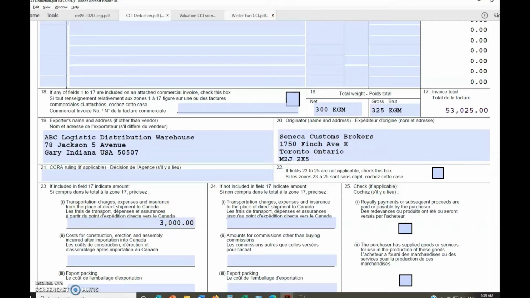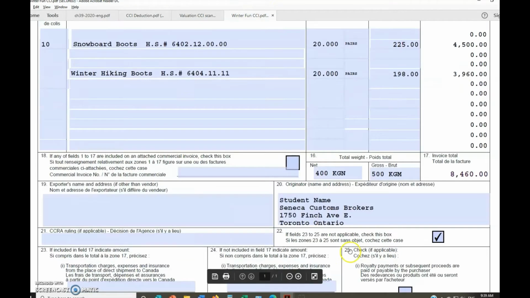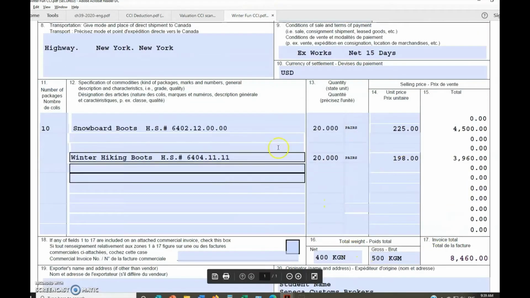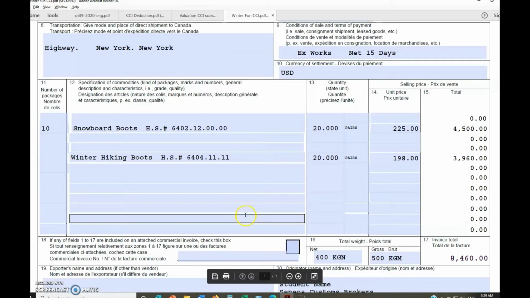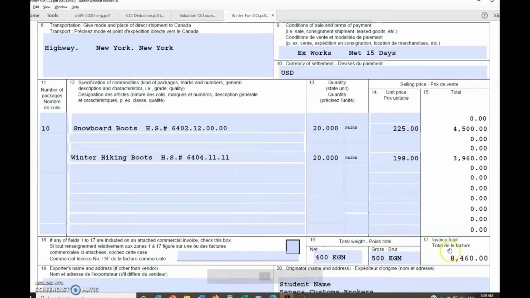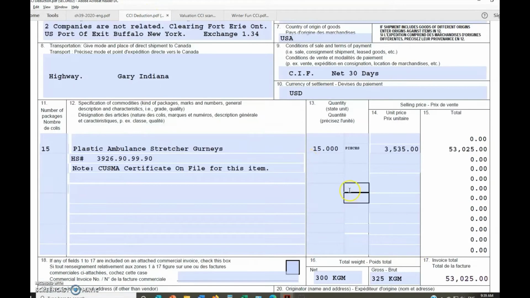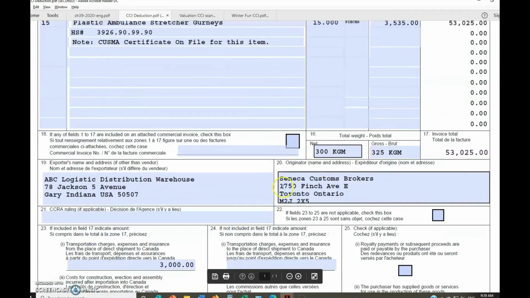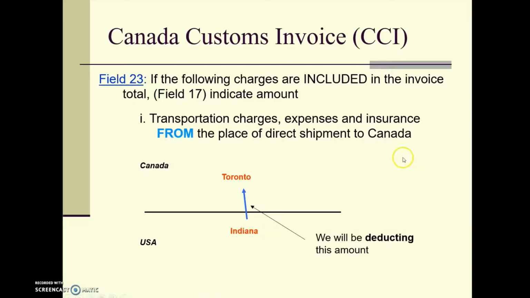So if it's a shipment like this one, the freight charge is separate, meaning someone else is paying it and it isn't included in the price. So we just pay duty on this $8,460. But in this particular example, the freight is included in the $53,025 and we can deduct that freight amount from this amount and only pay duty on the lesser amount.